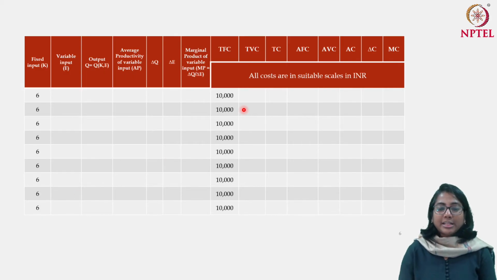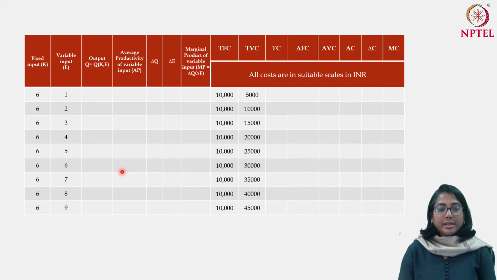We are assuming that the total fixed cost due to the 6 units of fixed input is 10,000. You can think about rupees or lakhs or crores of rupees. So for 6 units, the spending is 10,000. Now see, there are multiple entries of 6 and multiple entries of 10,000. When I put the value of output, you will see that the objective of doing this is to show that with the change of output, there is no change in the fixed input.